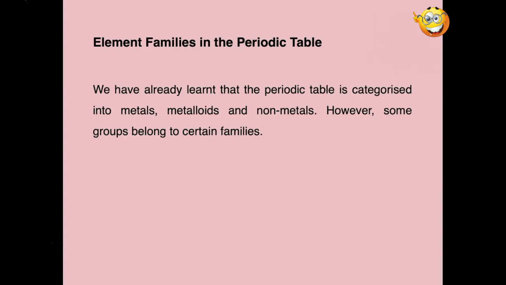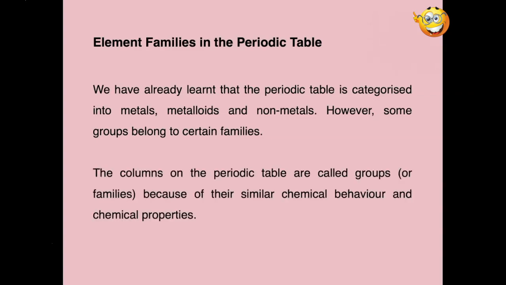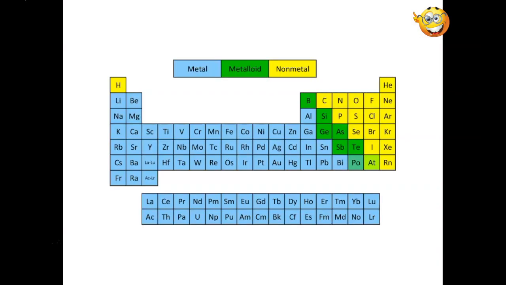However, some groups belong to certain families. So the columns on the periodic table are called groups, as I said before, but they can also be called families because of their similar chemical behavior and chemical properties. So this was the original periodic table that I showed you guys in our first lesson when we learnt about it. So all I showed you guys was how it was split into metals, metalloids, and nonmetals.